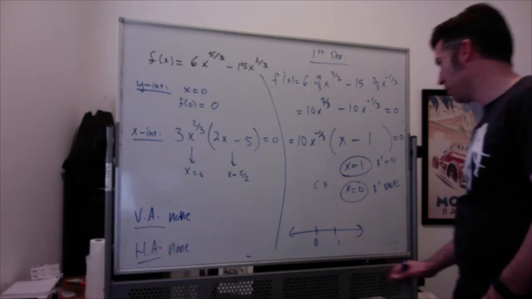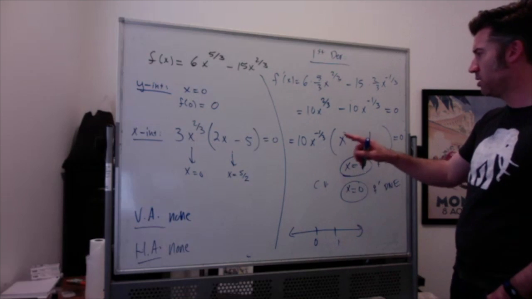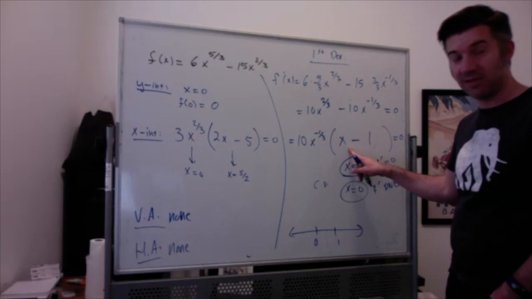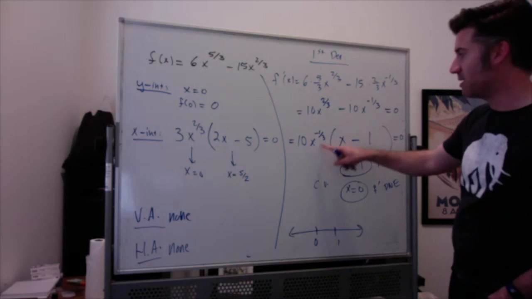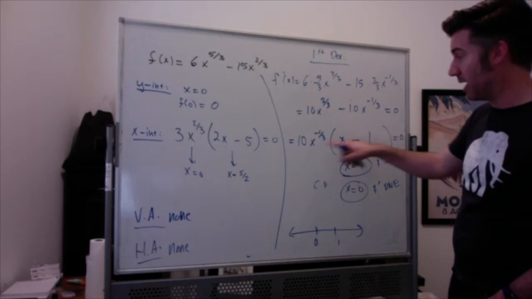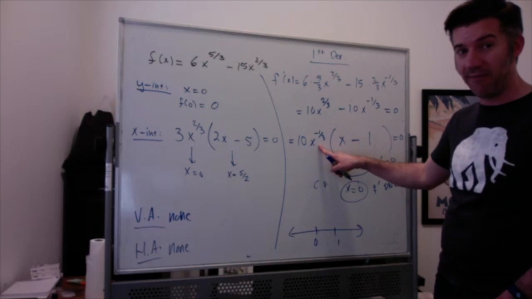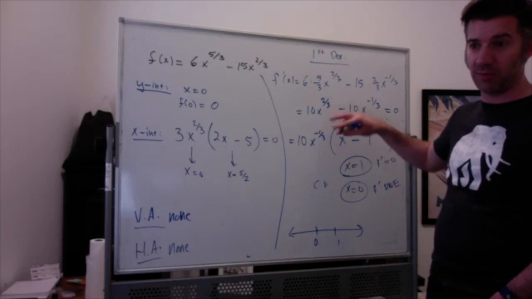Pick a number larger than 1, like 2, or 8 if you want to pick something that's easy to take the third root of. 2 minus 1 is positive. 8 minus 1 is also positive. 8 to the negative 1/3 is 1/2, right? It's the cube root of 8, but reciprocal.